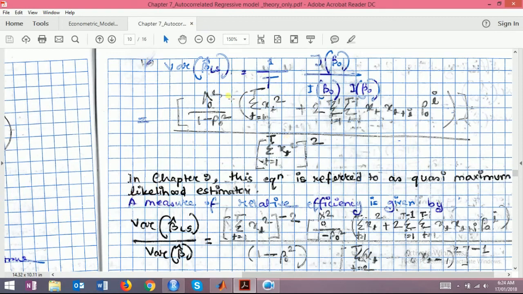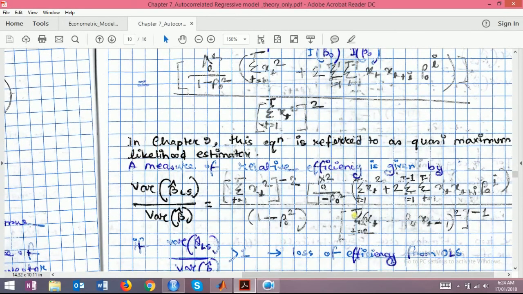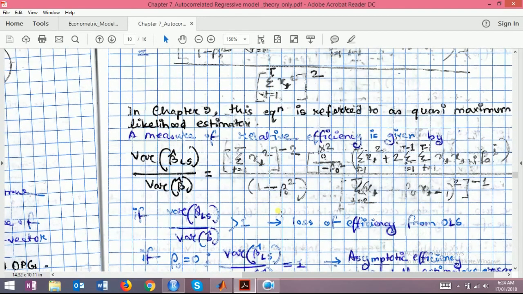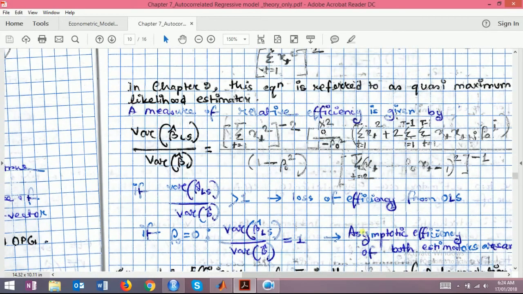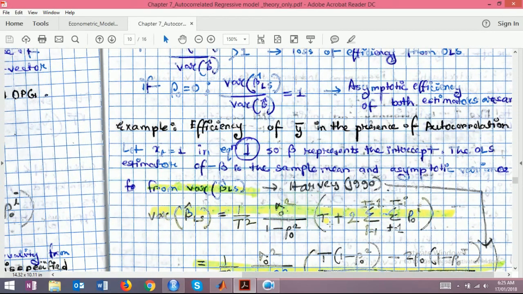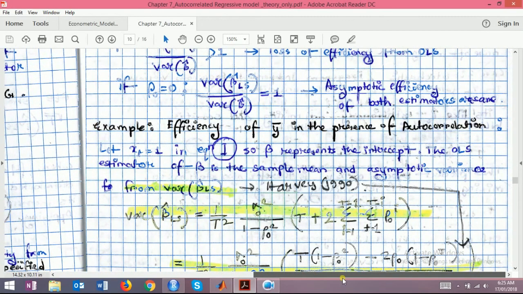Now when we take the variance, the beta hat least squares variance is represented like this. We divide that by the regular variance of beta hat, 1 minus rho square, x minus rho naught x t minus 1, divided by 1 minus rho square, vt, remember, because here it's supposed to be vt. So when we express it like this, if it is greater than 1, the more it is greater than 1, the more the loss of efficiency. So consider the efficiency in the presence of autocorrelation if x equals 1, which is fixed.